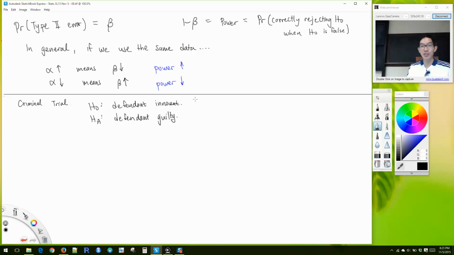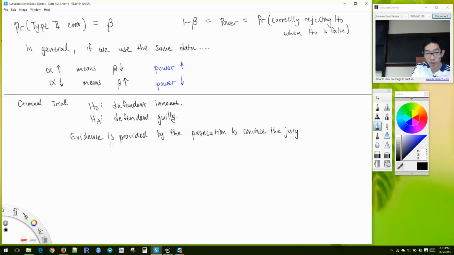So the question is, defendant innocent or defendant guilty? Evidence is provided by the prosecution to convince the jury that the null hypothesis is not true.